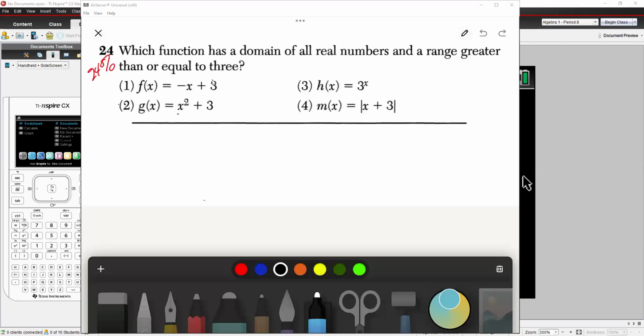So I'm going to graph each one of these functions. And then since we're looking for a domain and the range, I'm going to box them up. And then I'm going to be looking for all real numbers, which means going from negative infinity to positive infinity. And then the range has got to be greater than or equal to 3. So let's go. First thing I'm going to do is go get the calculator.